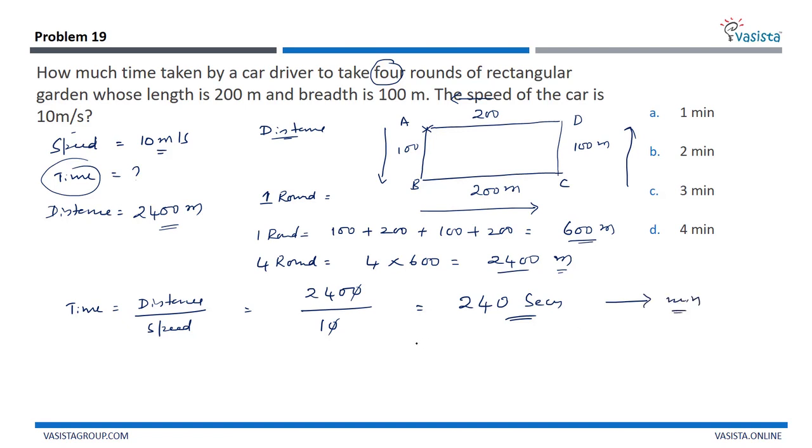To convert from seconds to minutes, you just divide by 60. The 0s will be cancelled. 6 1s are 6, 6 4s are 24. So he is going to cover it in 4 minutes. The answer is 4 minutes.